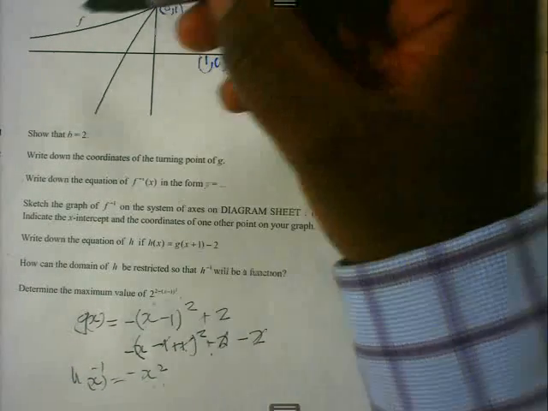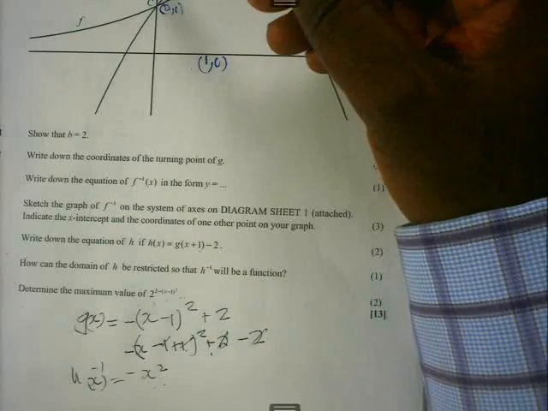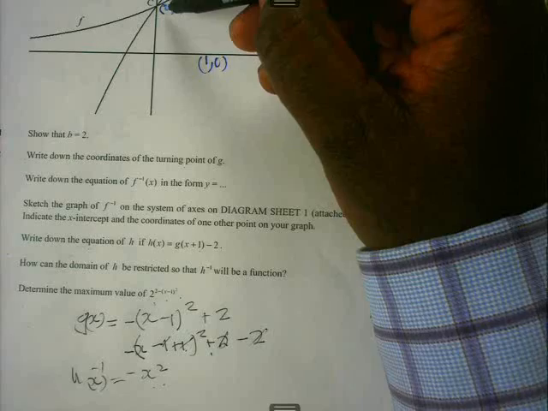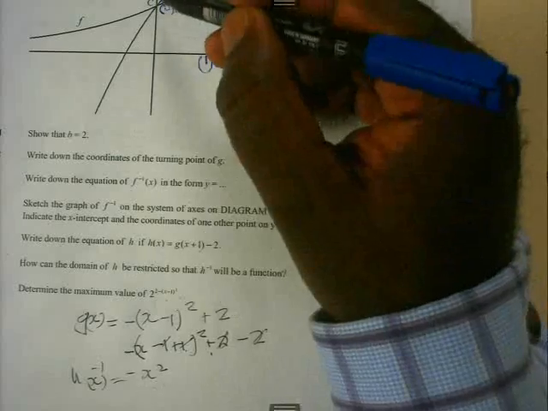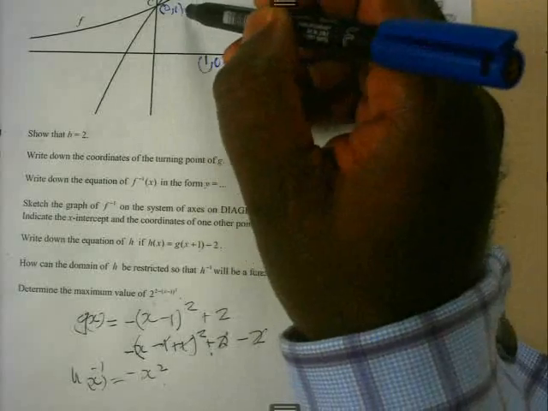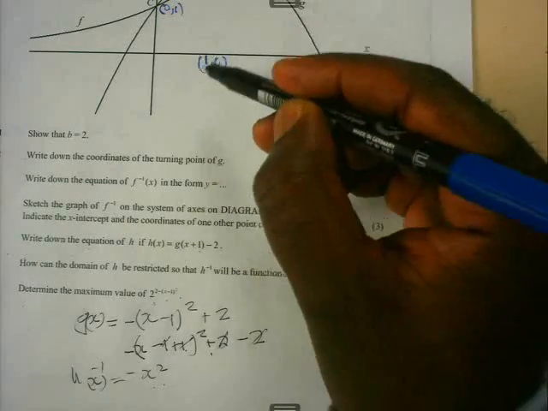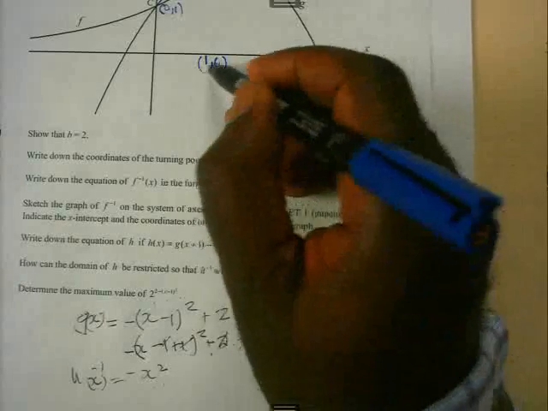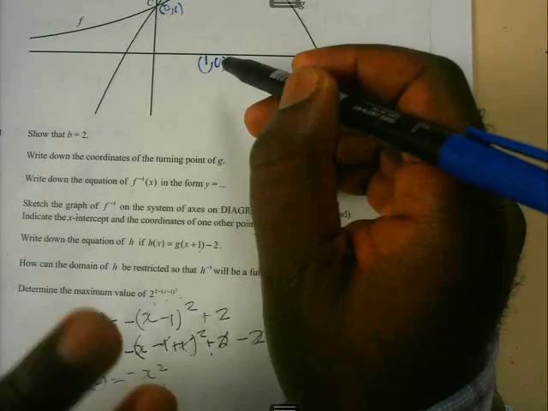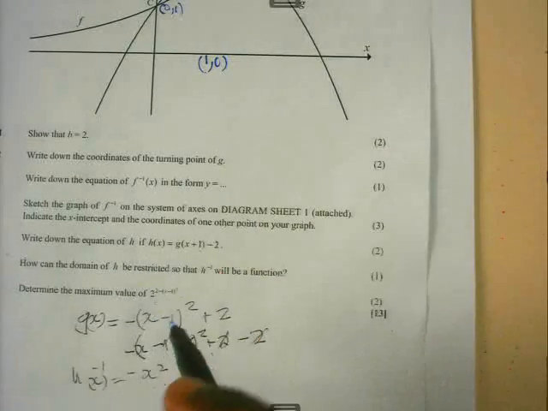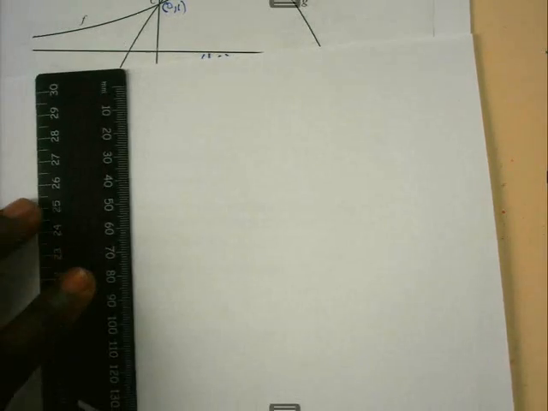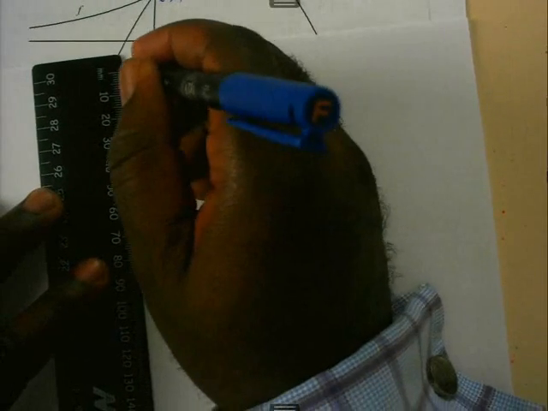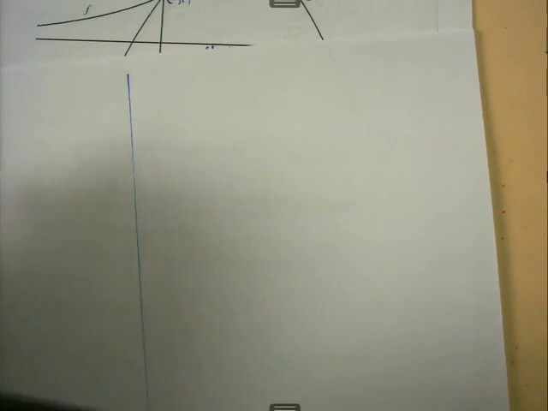If the function has intercepted the y-axis at 0 and 1, then it means its inverse will intercept the x-axis this time at the point that has coordinates 1 and 0, because they are interchanging. Right. Now, for you to be able to draw such a graph, this is what we need to do. Let me quickly have this graph on my page.